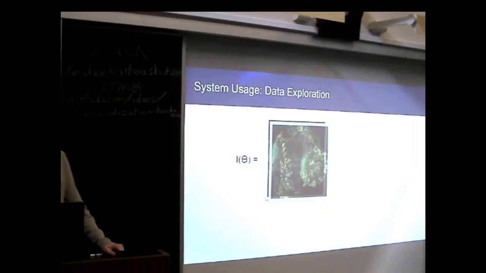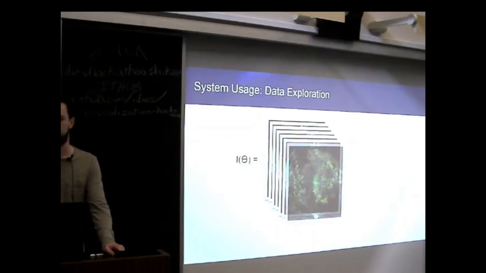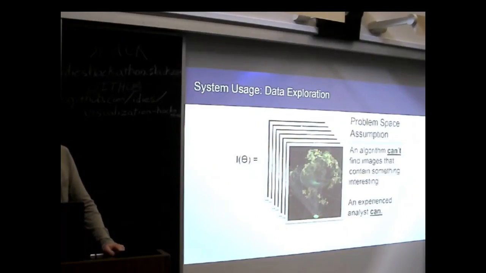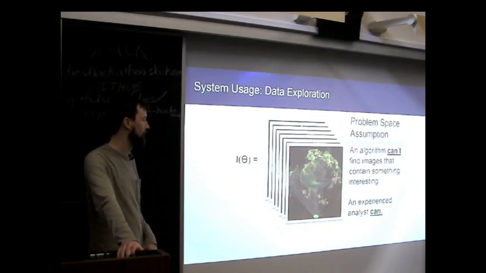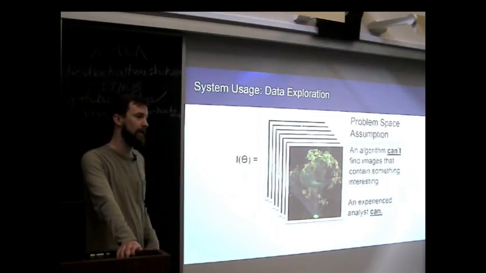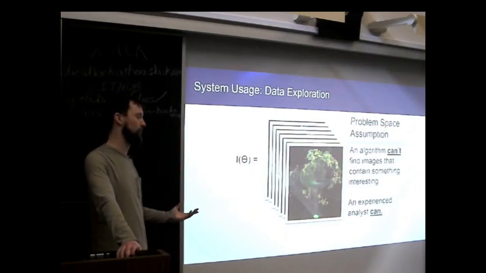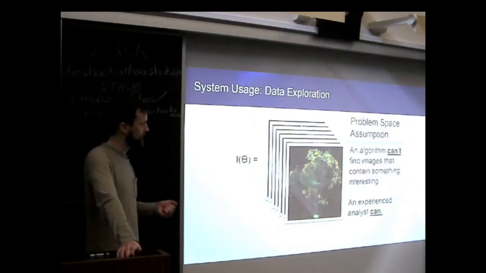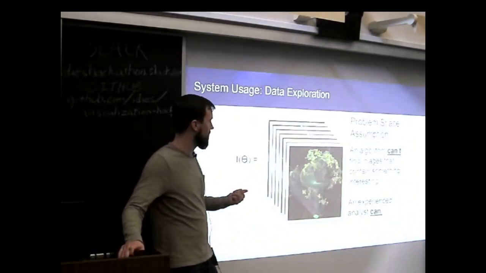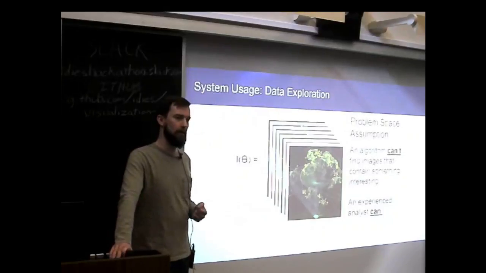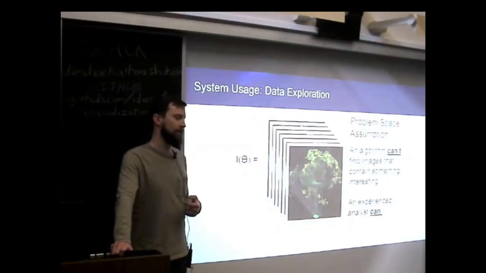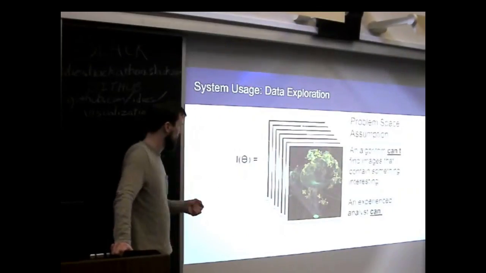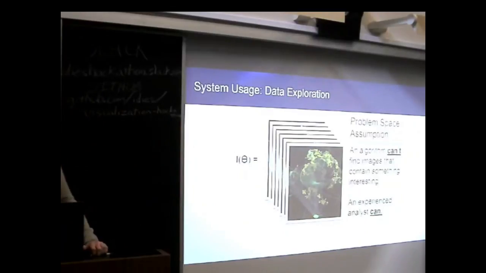Okay. So how do you use this for data exploration? The problem space assumption here is that an algorithm can't necessarily identify images that we would find interesting, whereas a person, a user, can. This is quickly becoming untrue with the advances in image processing and neural networks used for object detection and object identification in images, but I think there's still some time left for humans to be in the loop.